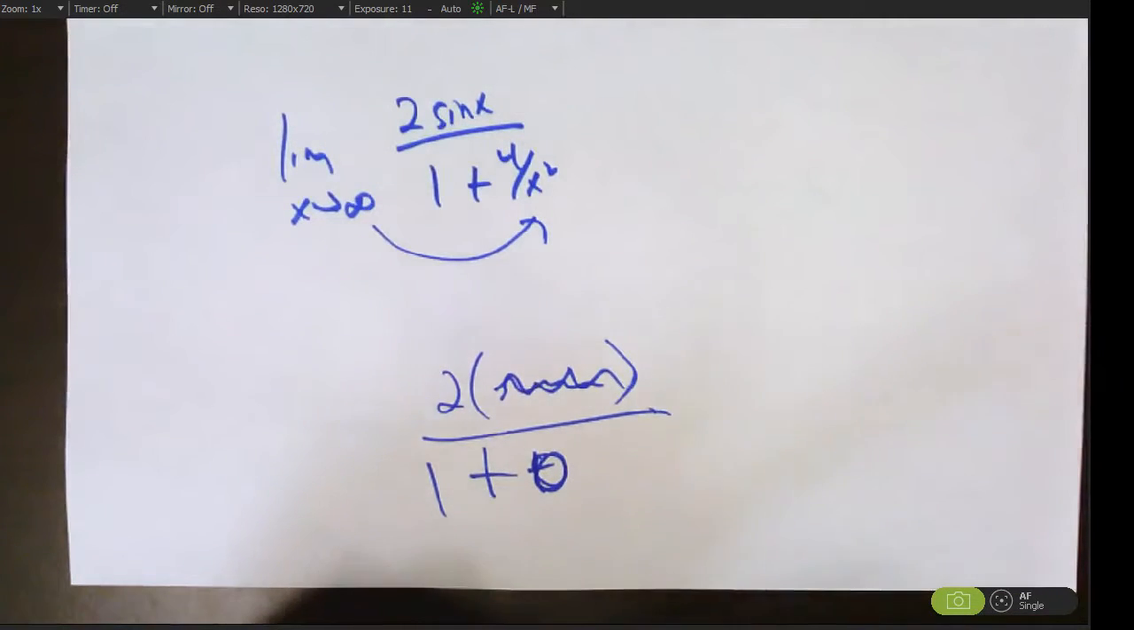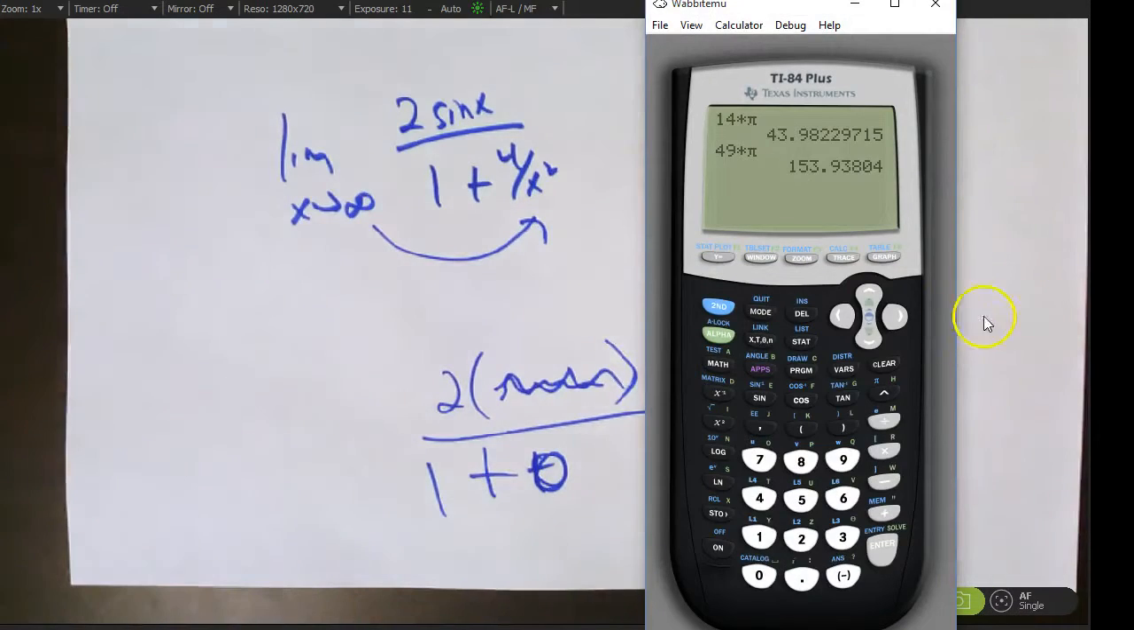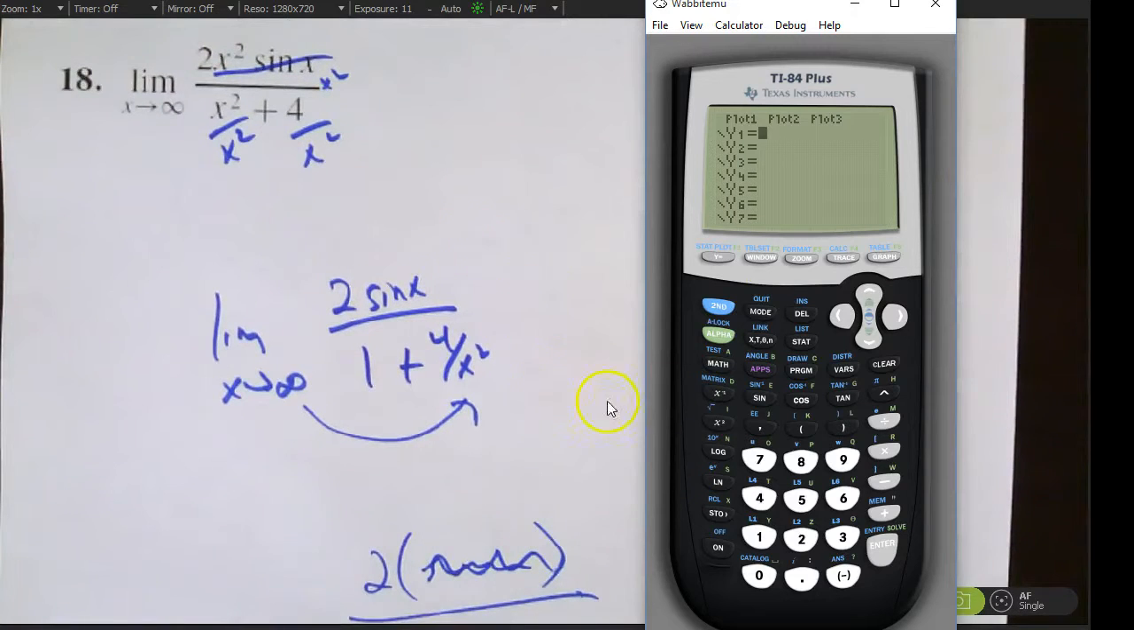Well, let's take a look at a graph. The question is, basically, is this going to oscillate forever? So, going back to the original problem, 2 times x squared times sine x divided by x squared plus 4. Graph it.